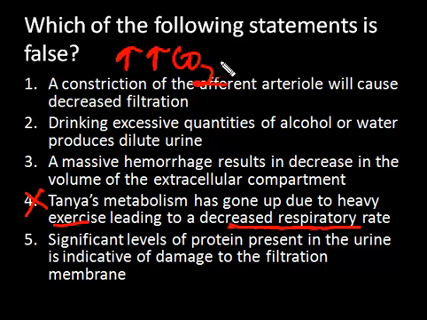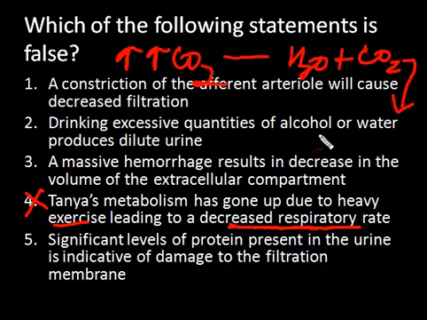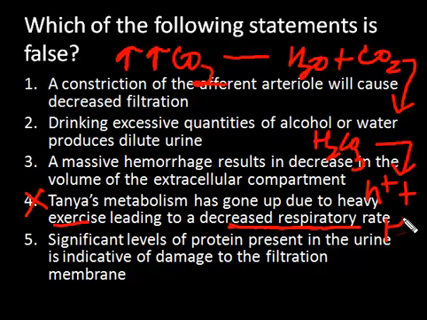Now, when there is increased CO2 production, in this equation H2O plus CO2 will lead to H2CO3, which will form H plus and bicarbonate ions. Now, if you have more CO2, that means more hydrogen ions will be formed. So the body does not want more free hydrogen ions to be formed. If it does, what will happen? The pH will decrease and it will lead to acidosis.